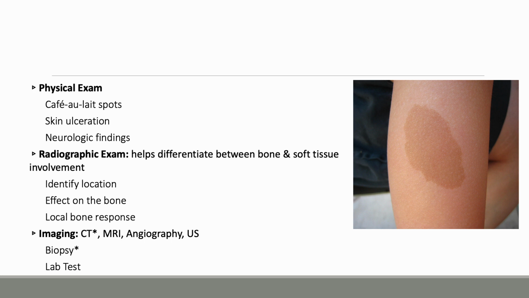Localization and diagnostic tools for tumors. Tumors commonly develop at the ends of long bones due to high growth and remodeling activity. Café au lait spots not present at birth are associated with conditions like neurofibromatosis. You can see an example of that in the image here. The presence of café au lait spots, skin ulcerations, or specific neurological findings such as foot drop or calf pain may be notable.